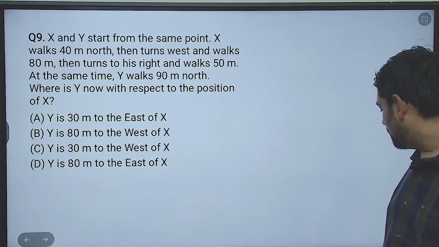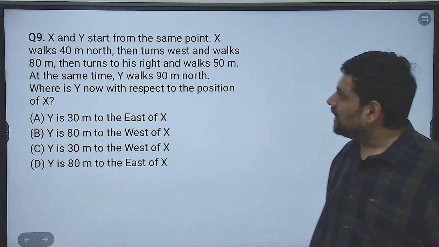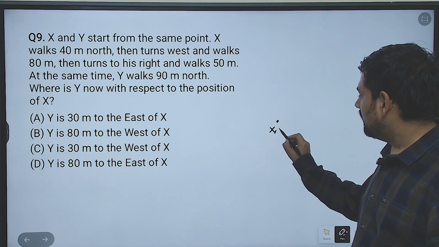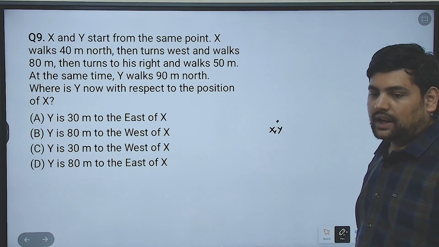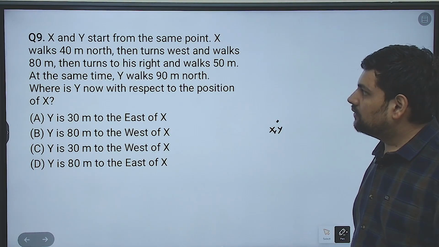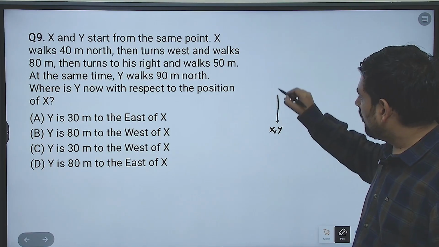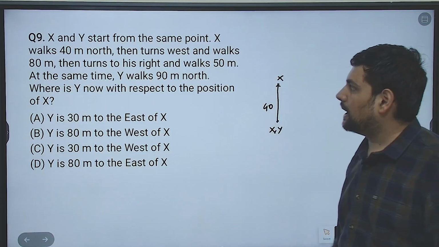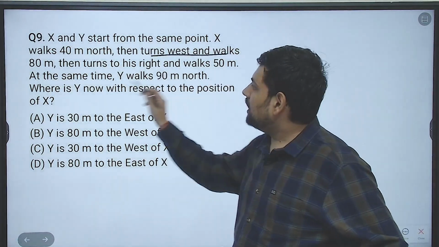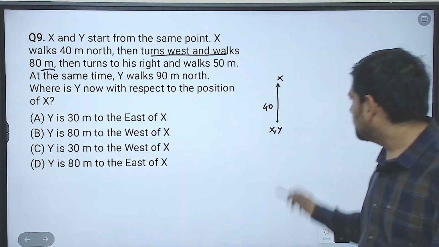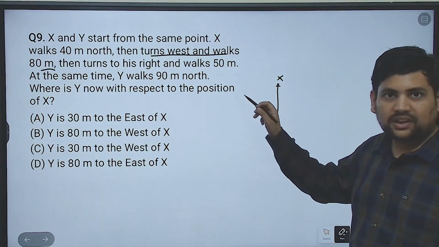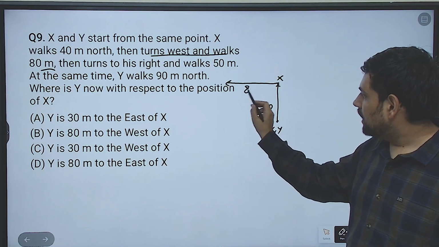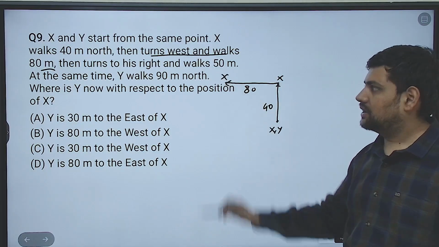Then let's do this. What does it say? X and Y start from the same point. X walks 40 kilometers north. So this is 40, and now here I have x. Then he turns west and walks 80 kilometers. So from here he's turning west and walking 80 kilometers. So this is 80, and now here is x.